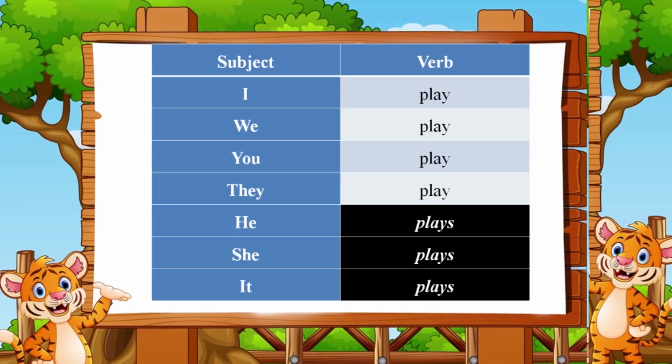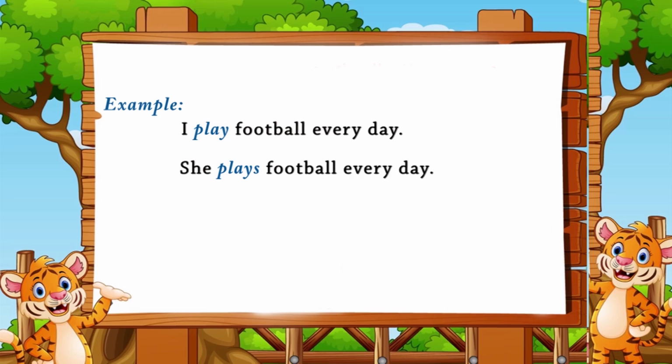But when the subject is he, she, or it, we add S in simple present tense: plays. For example, I play football every day. Subject is I. So we do not add S or ES to the word play. But in the second sentence, she plays football every day. The subject is she. So we should add S, plays. She plays football every day.